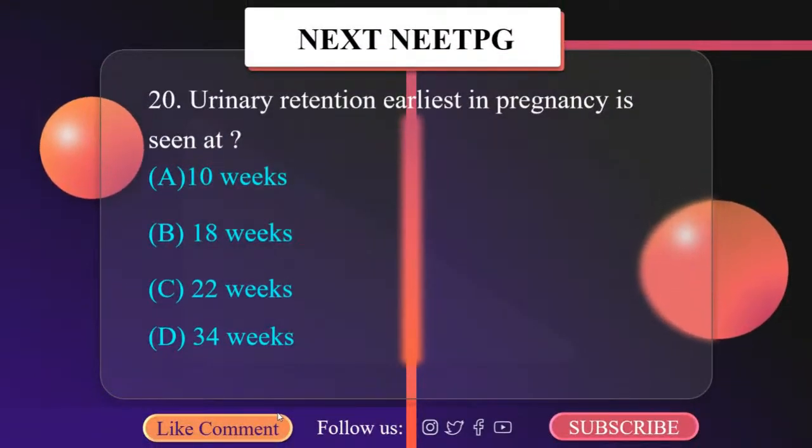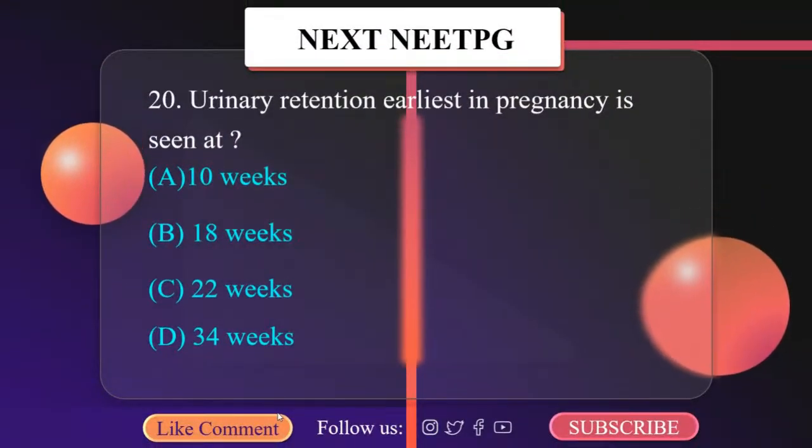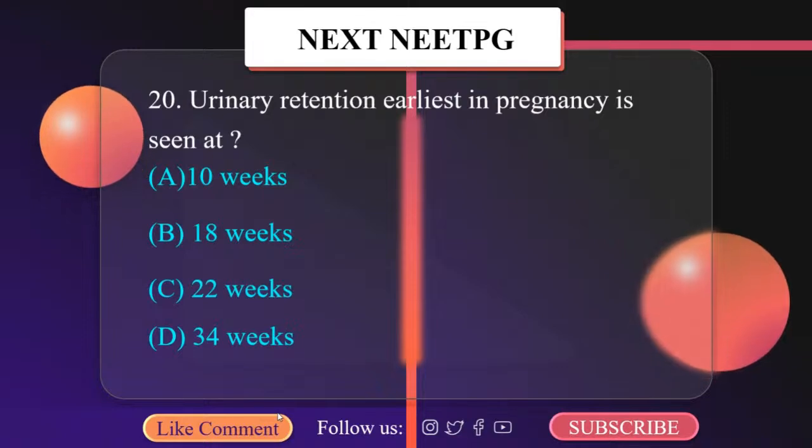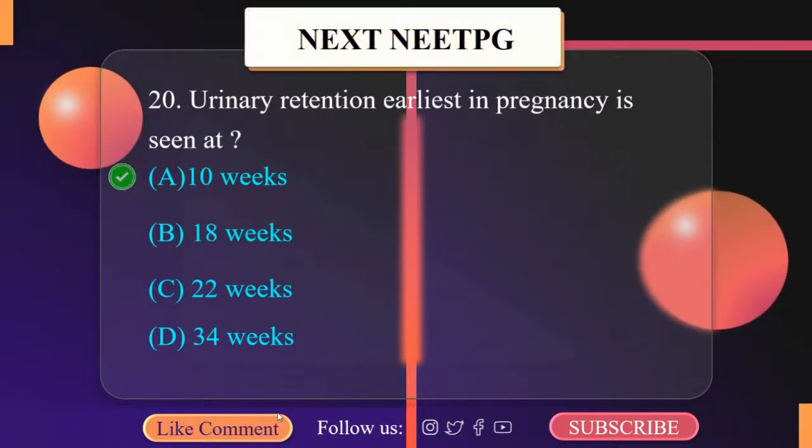Urinary retention earliest in pregnancy is seen at A. 10 weeks, B. 18 weeks, C. 22 weeks, D. 34 weeks. And it is 10 weeks.